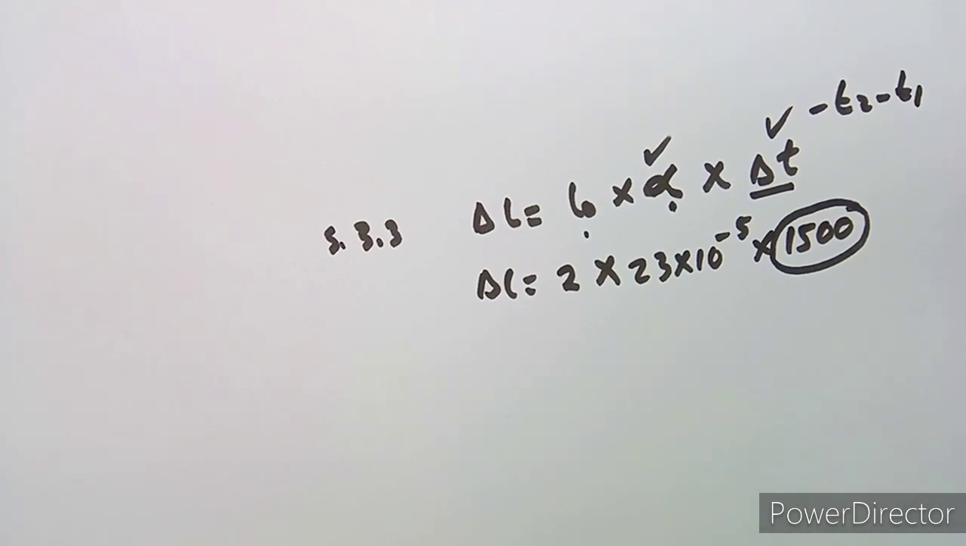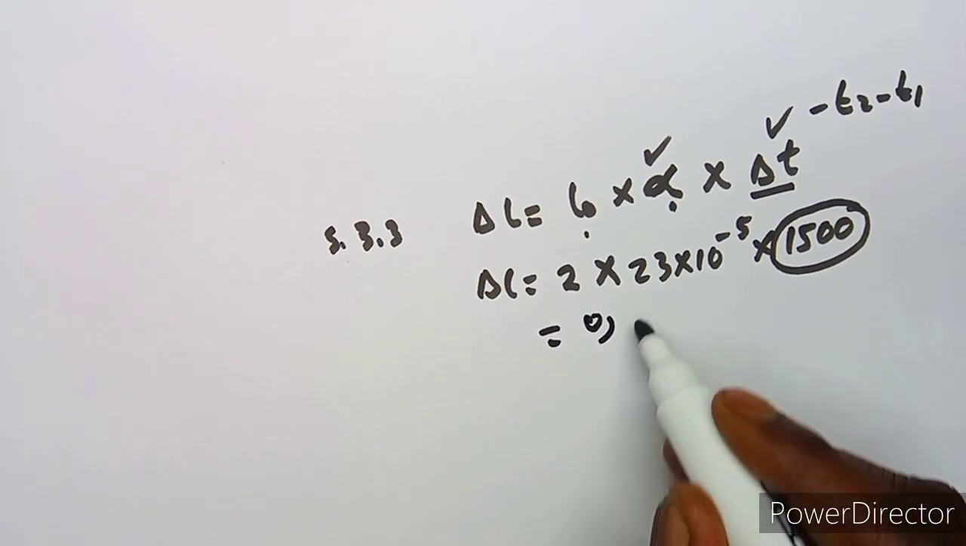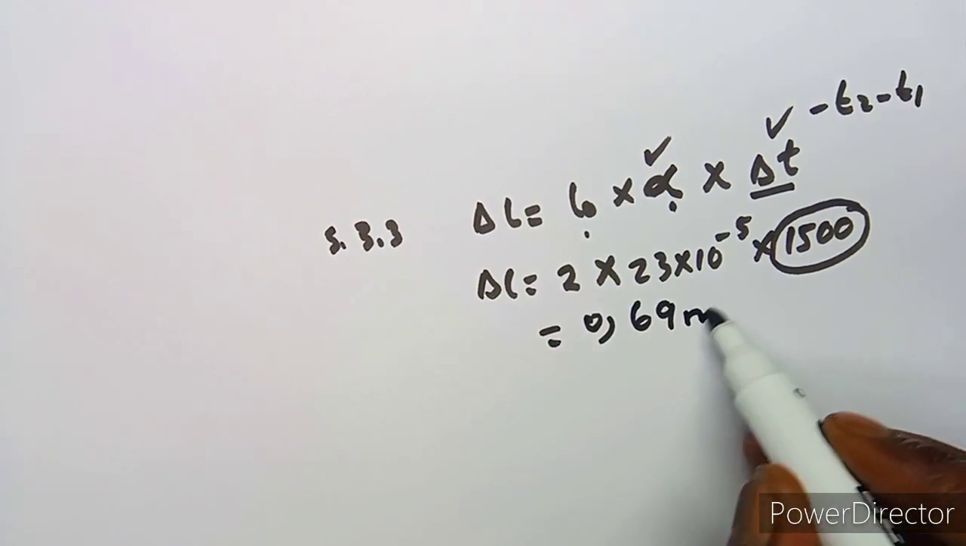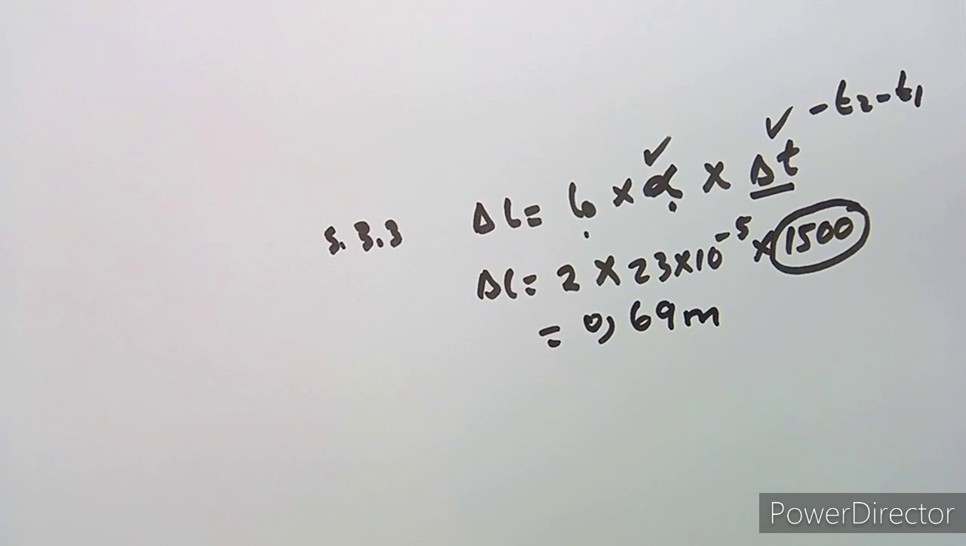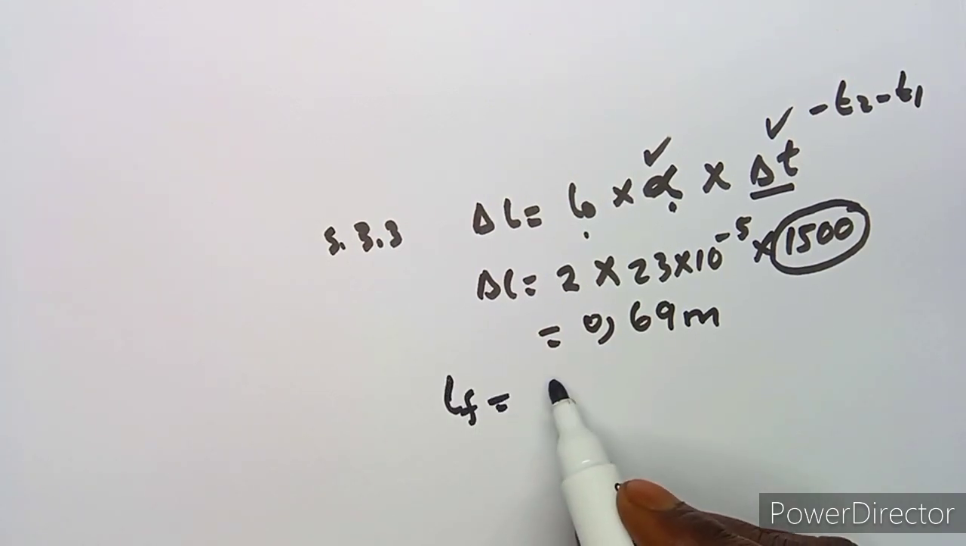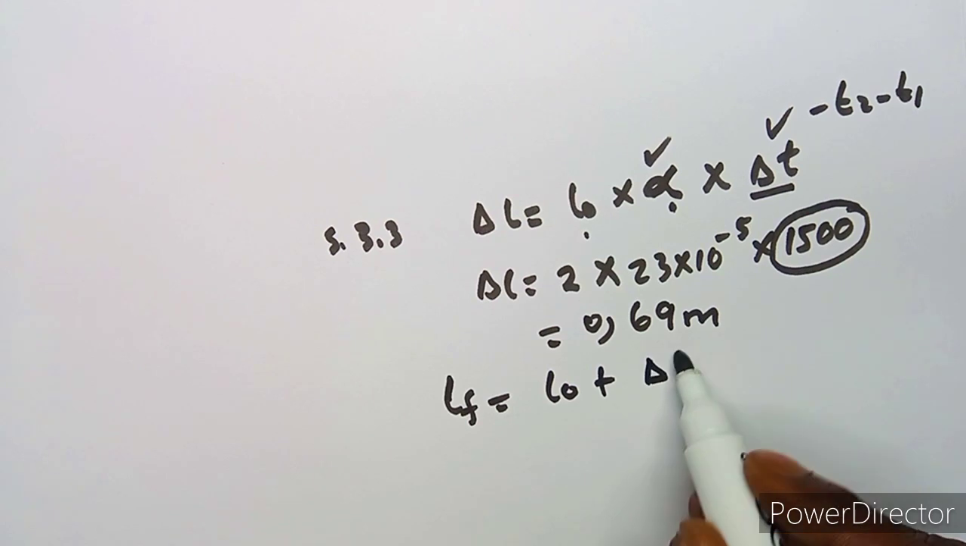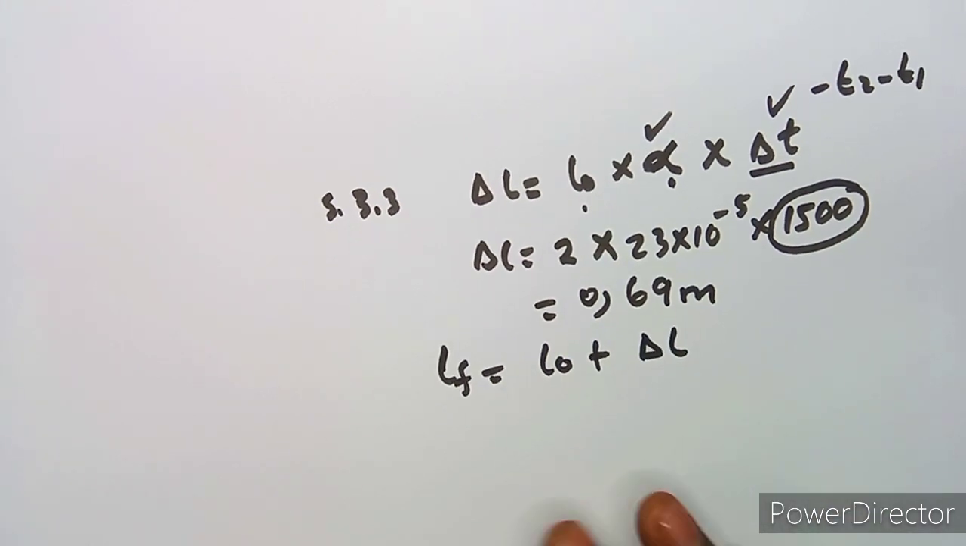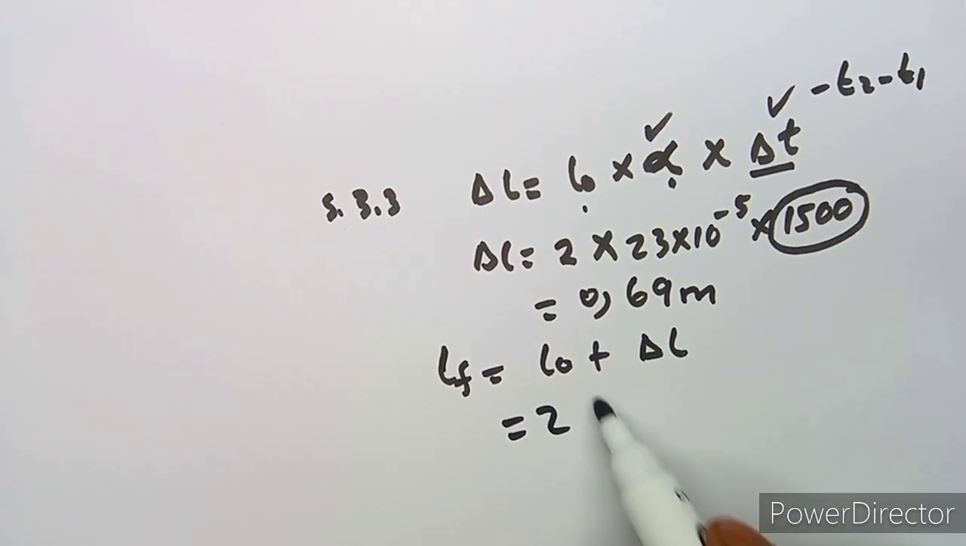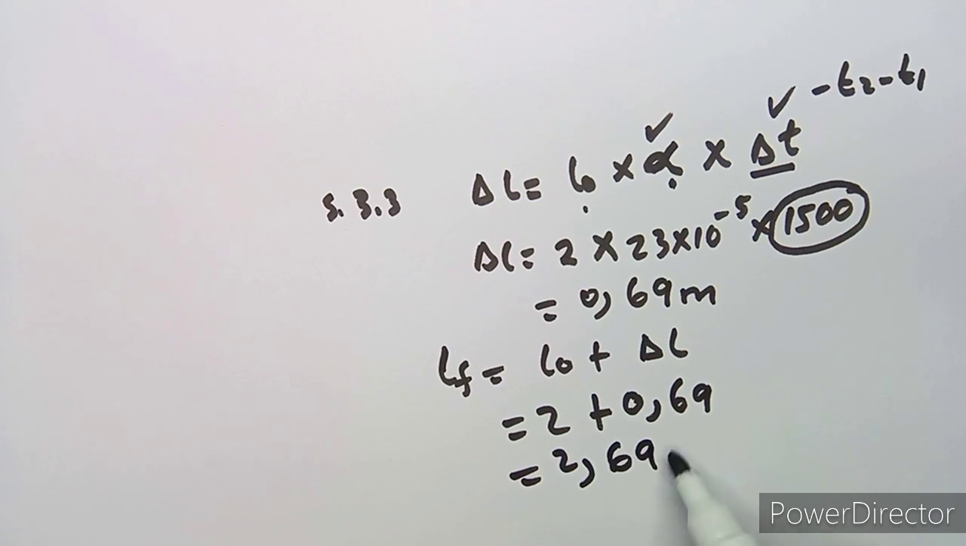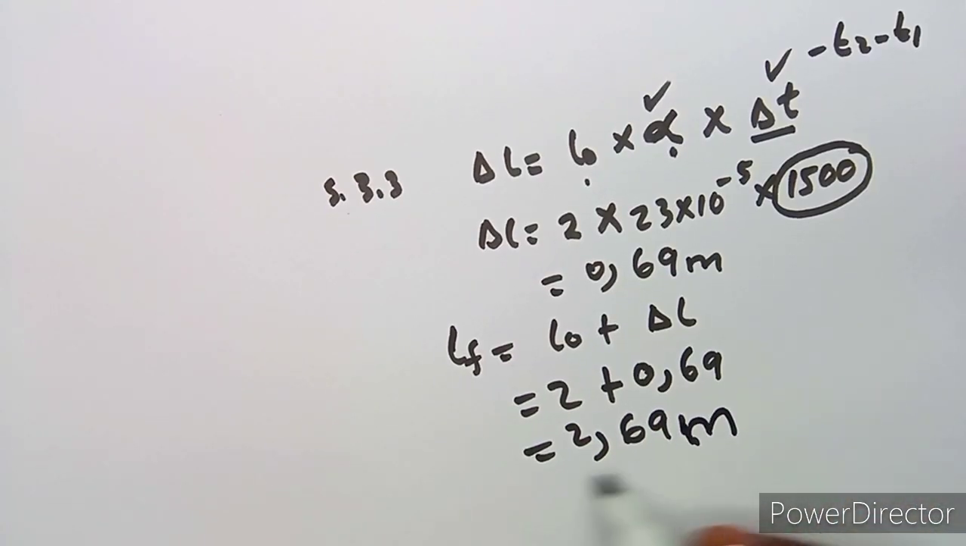This is going to give us 0.69, which is in meters. If we are to do this properly, guys, then definitely our final length is going to be the original length plus the change in length. The original length was 2 meters, plus the change in length of 0.69, which is going to be 2.69 meters.